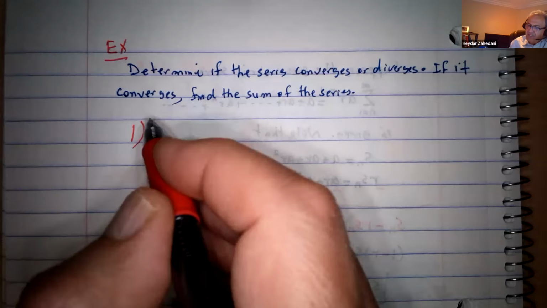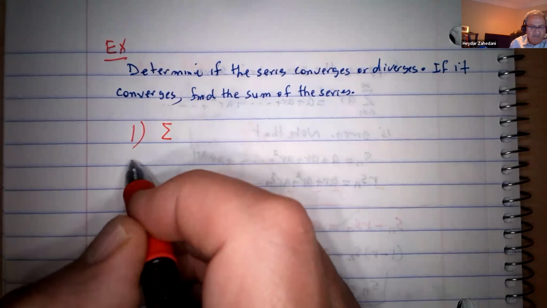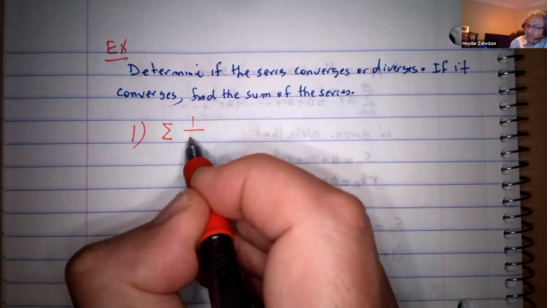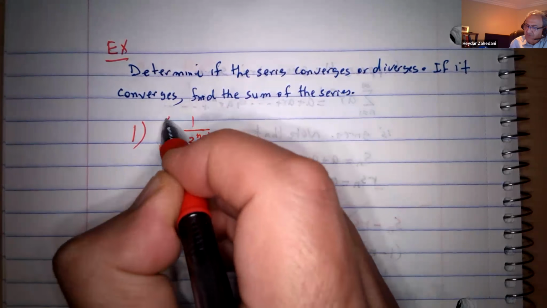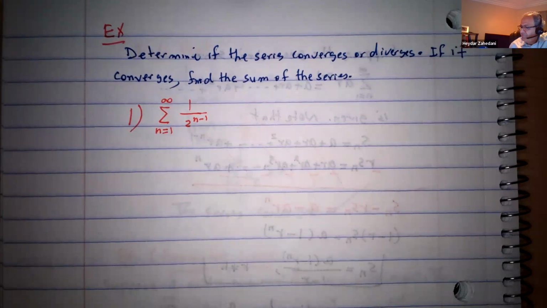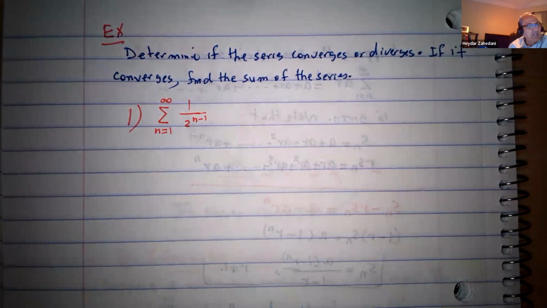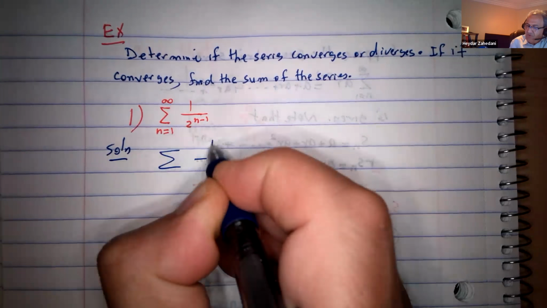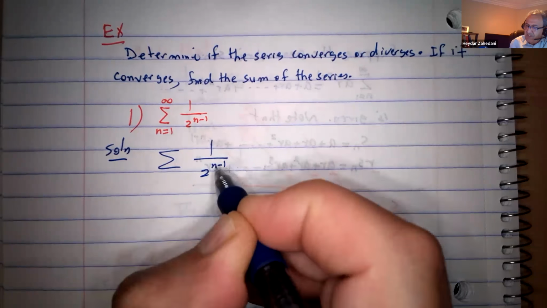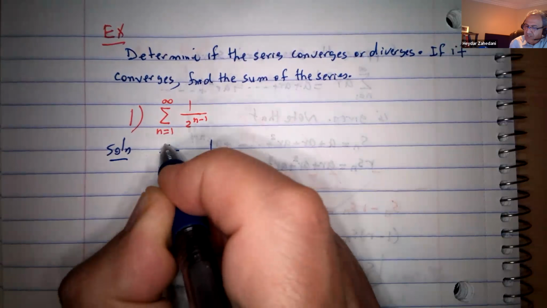The first one is like the one that we started with, sigma of 1 over 2 to the n minus 1, n from 1 to infinity. They write it in different formats, but this is going to be geometric. You write a couple of terms to make sure that you know it is convergent and you are not going to miss anything. Look at this one, solution. You have sigma of 1 over 2 to the power n minus 1, n from 1 to infinity.